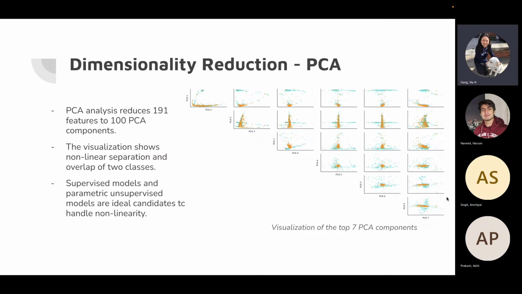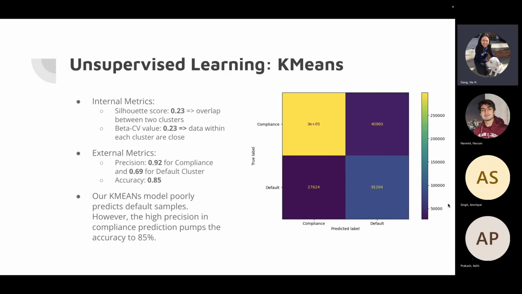Our PCA analysis reduced the original 191 features to 100 PCA components to account for at least 95% of the variance in the data. On the slide is a visualization of every pair of PCA components in the top 7 PCA components. The visualization showed the nonlinear separation and overlap of the two classes, default and compliance. The supervised model and parametric unsupervised model are ideal candidates to handle this type of nonlinearity.